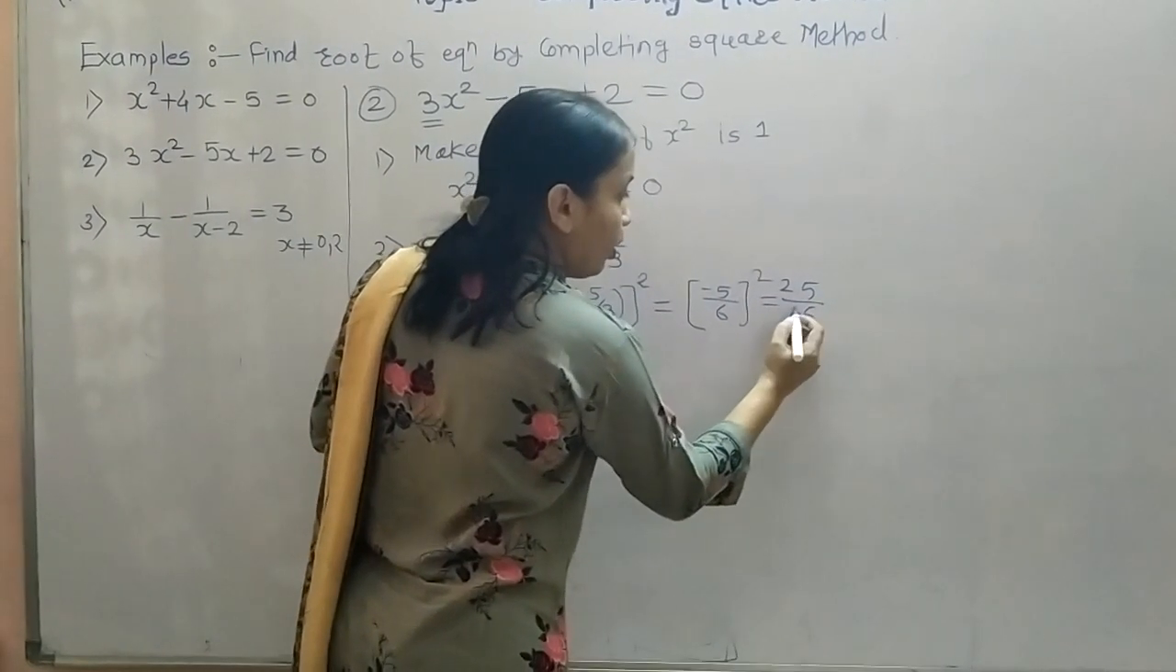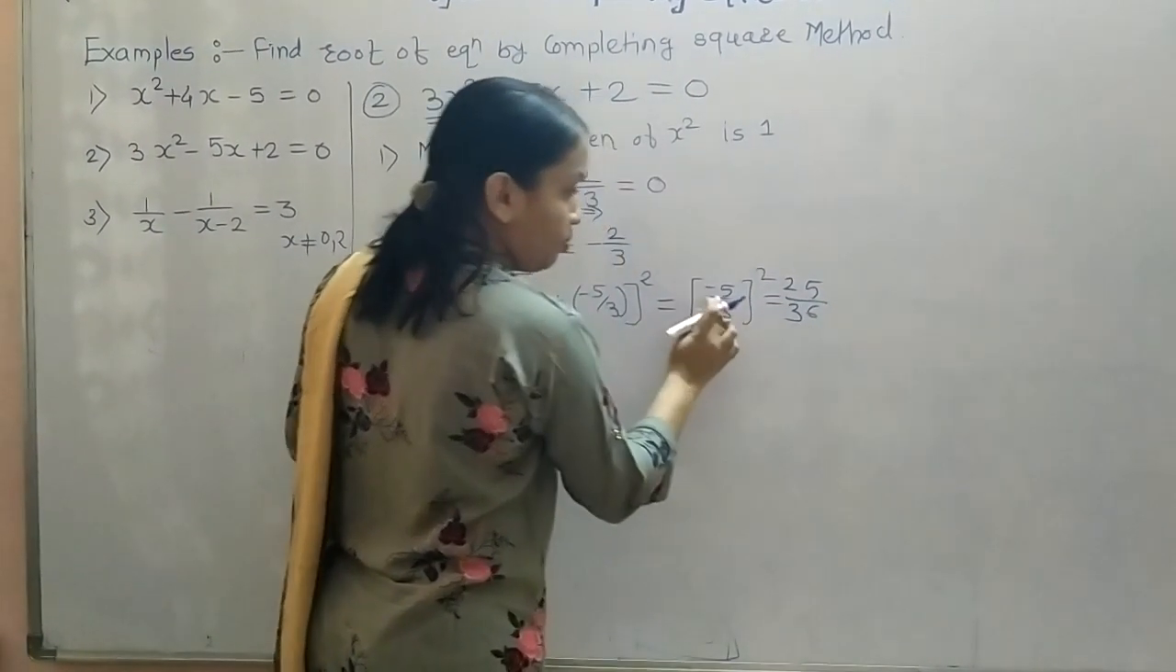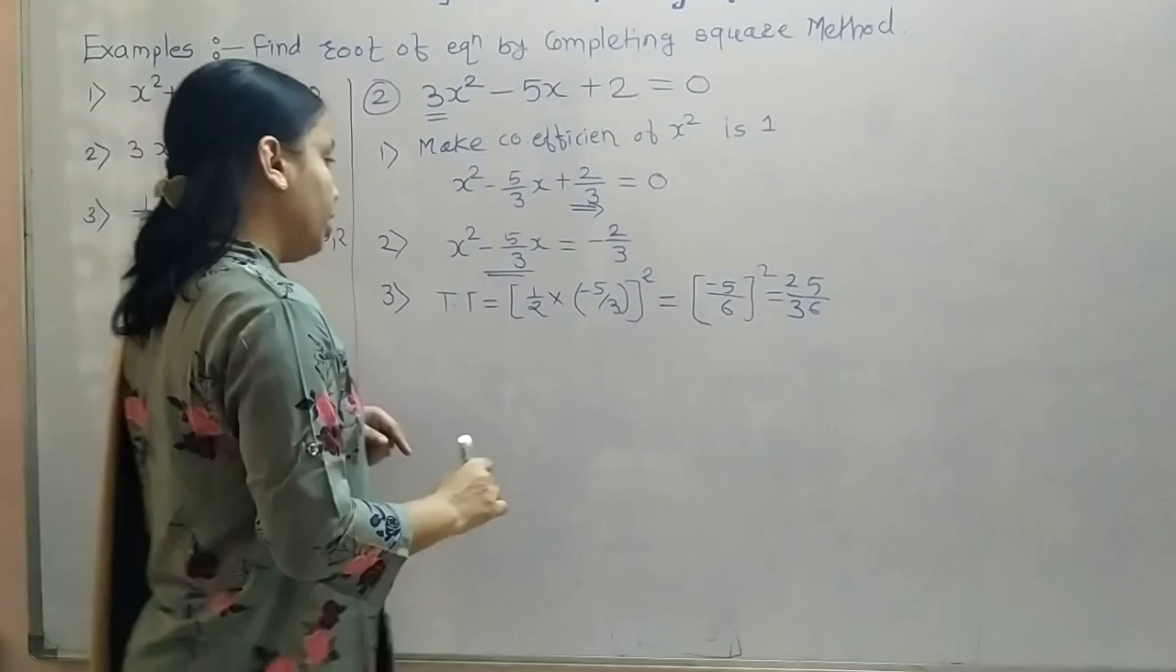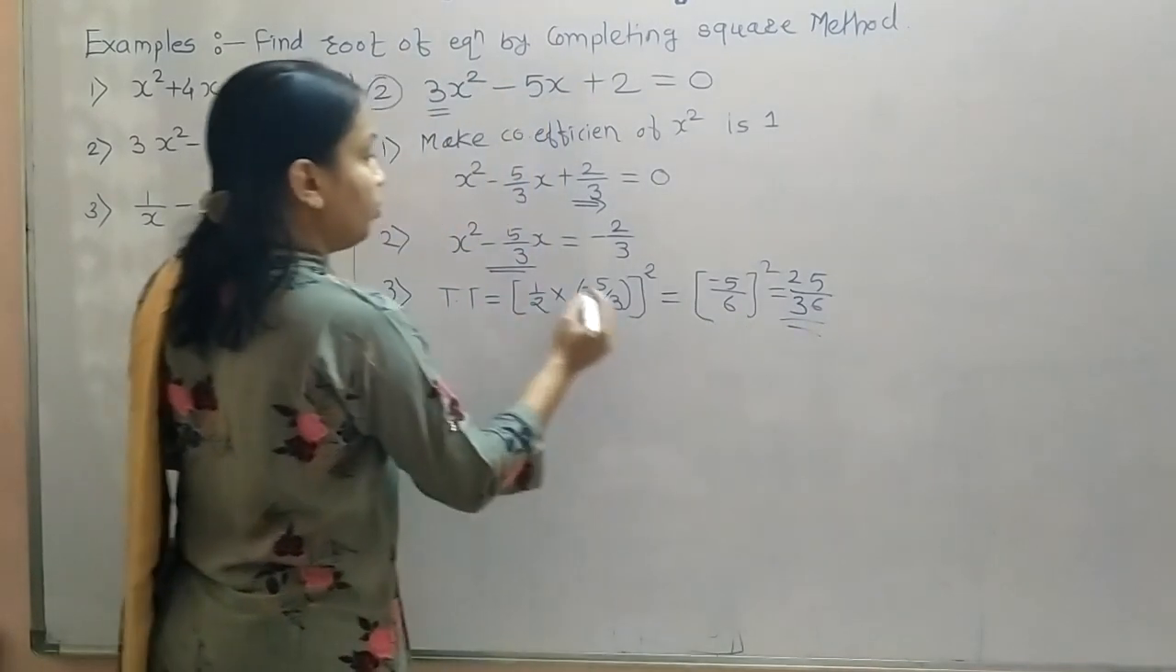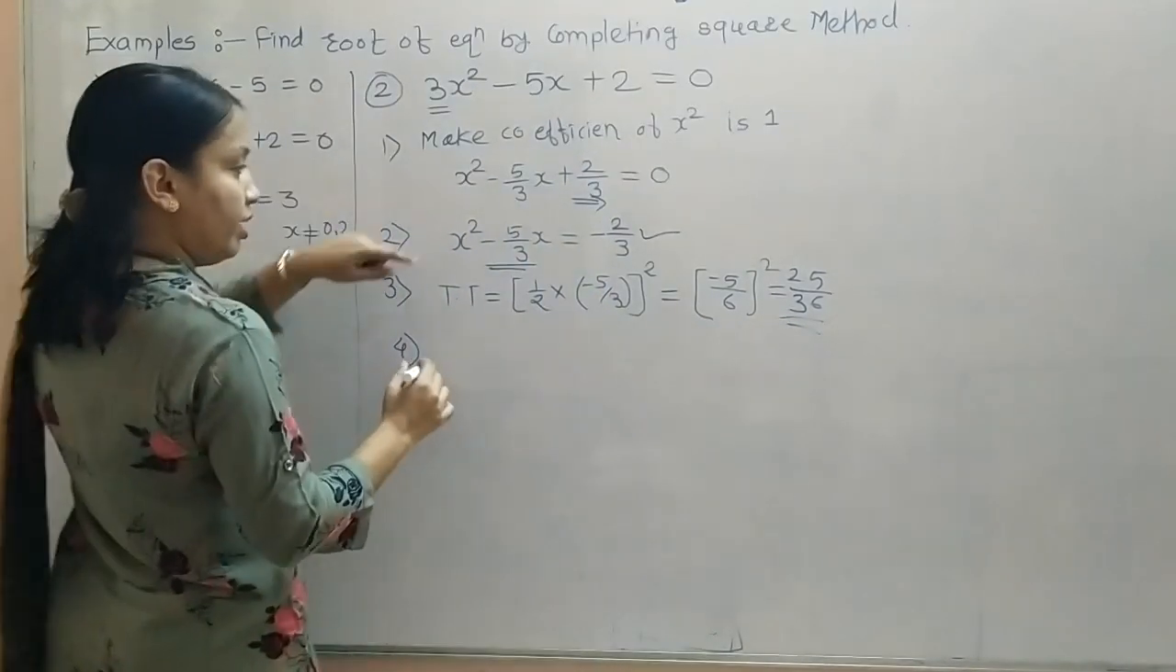25 upon 36, 5 square is 25. Okay. Now add, next step is what? Fourth step is add this third term to the LHS and RHS both.